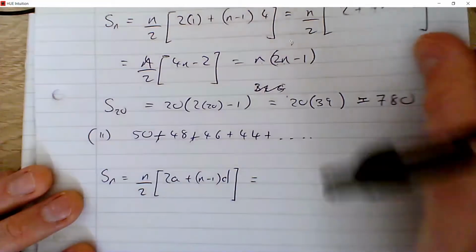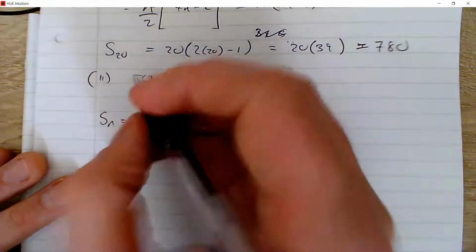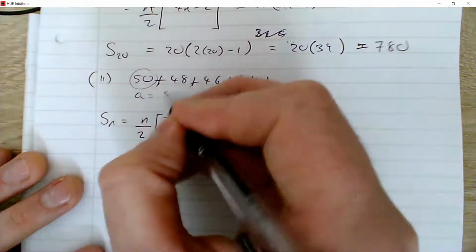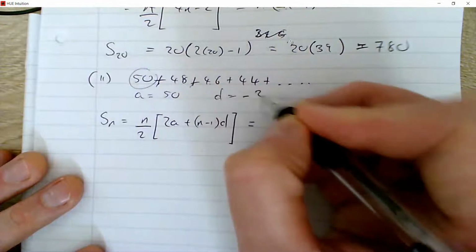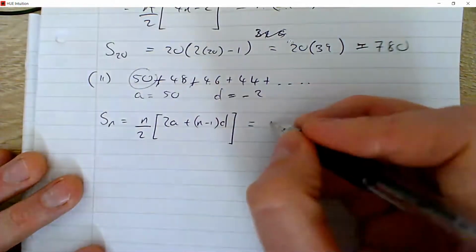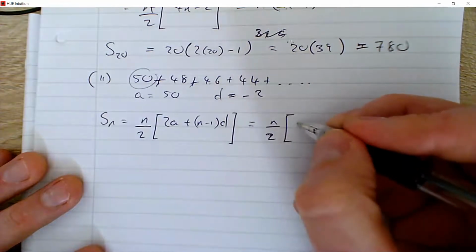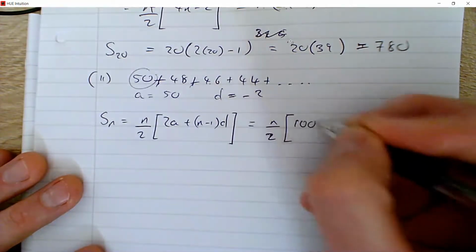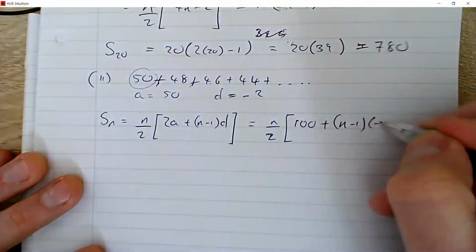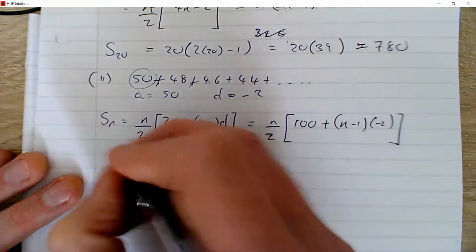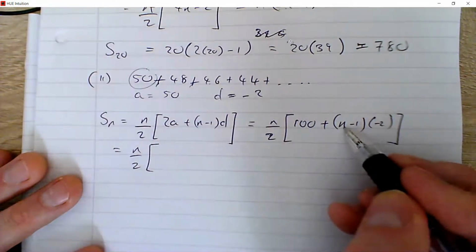Okay, try part 2 yourself there. Pause the video, see if you can do it. Right, so A is 50, first term. Common difference, you're going down in 2 with each step, so it's negative 2. Plug that into your formula. For general n term, you get n over 2 times twice 50 is 100, plus n minus 1 multiplied by D, which is negative 2. Okay, and tidying that up, n over 2 times minus 2n plus 2.